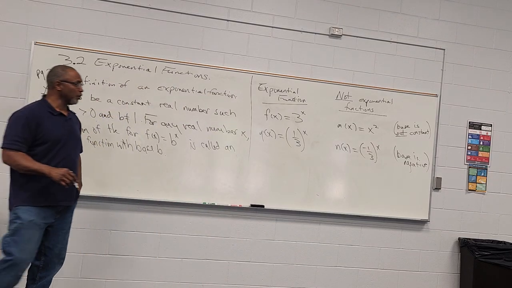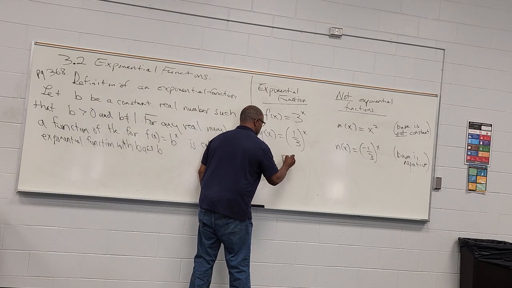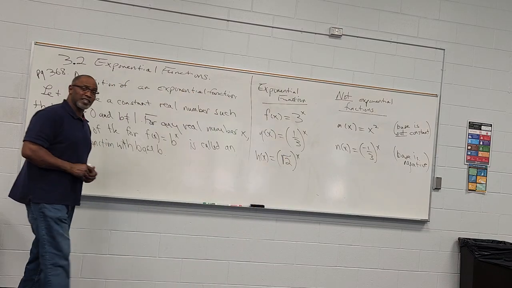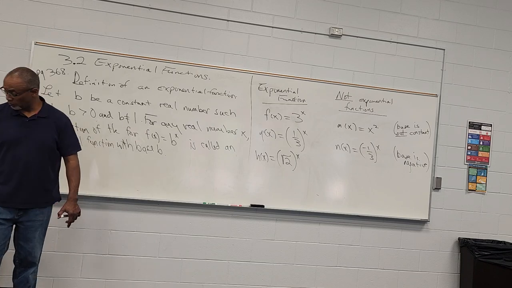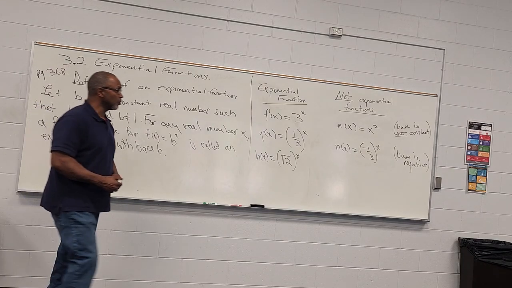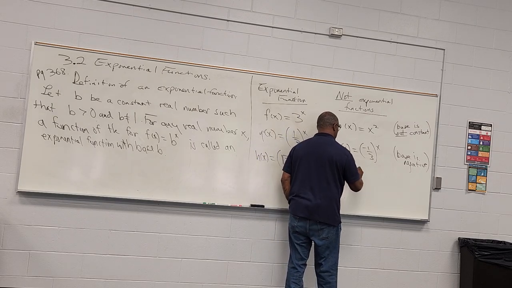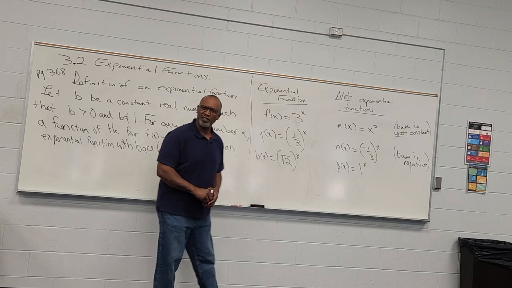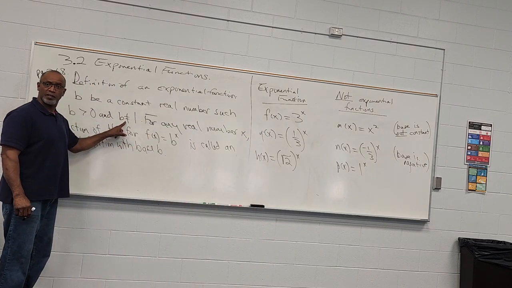H of x equals square root of 2 to the x. This is an exponential function. Again, the base just has to be positive and it can't be 1. So that's an exponential function. P of x equals 1 to the x is not an exponential function. The base is 1 in that example. And we said the base can't be 1.